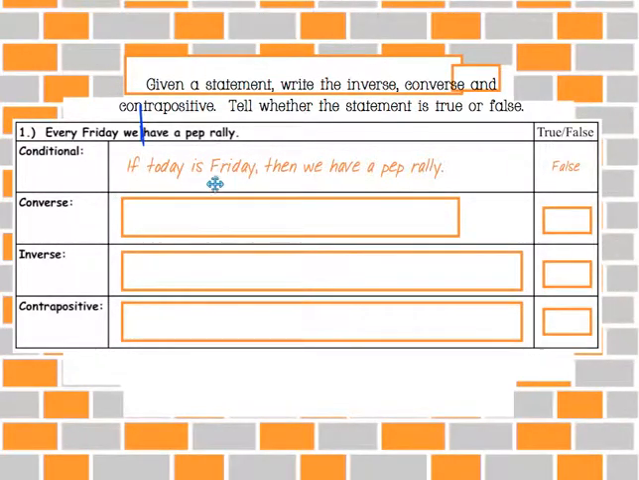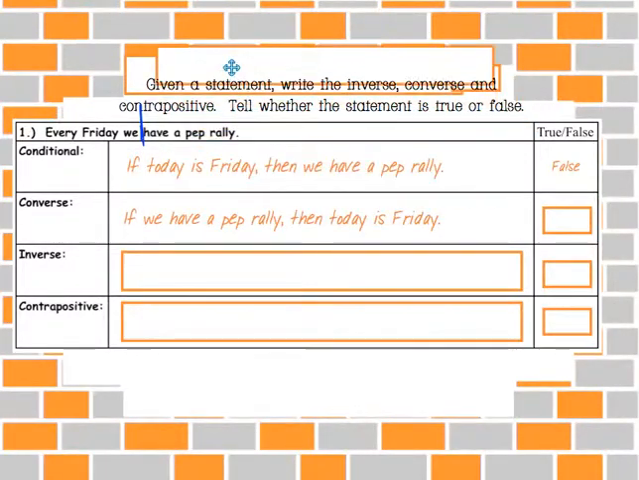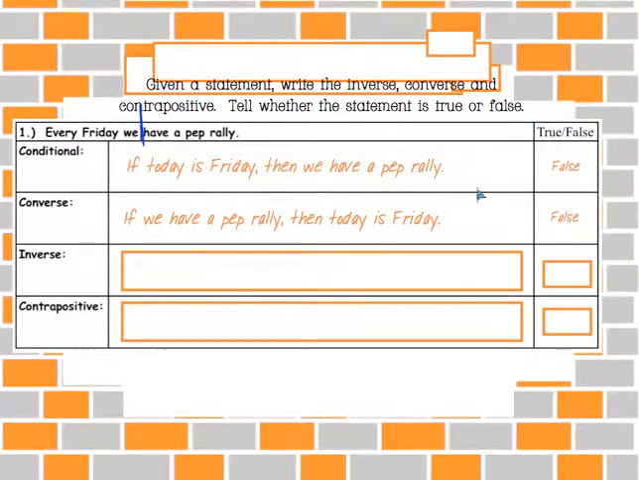The converse, you'll flip-flop those. If we have a pep rally, then today is Friday. That is also false. We had one on Thursday last week, but we don't even have them all year long. So this one, a Friday in May won't have a pep rally.